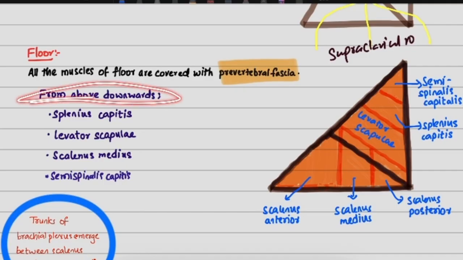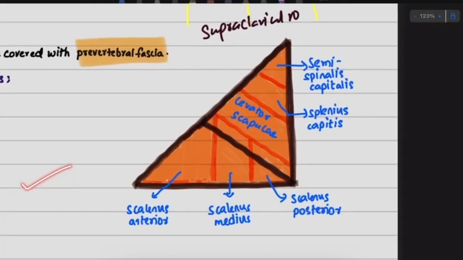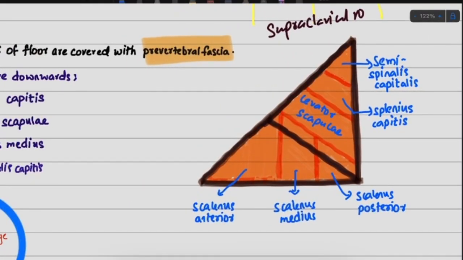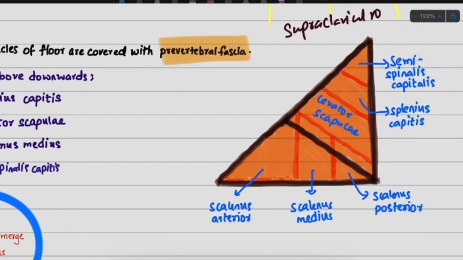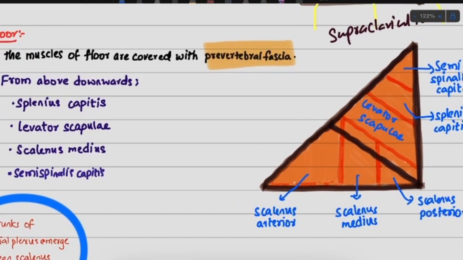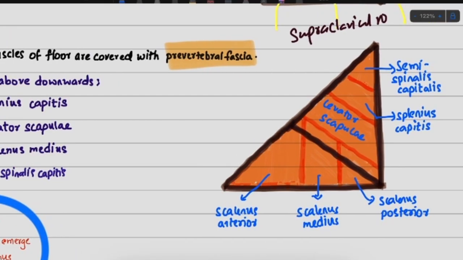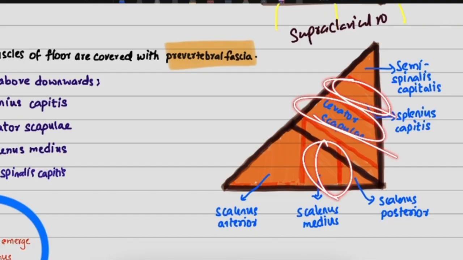And from above downwards the floor is the splenius capitis, the levator scapulae, the scalenus medius, and semispinalis capitis. We can appreciate this in this diagram. From above downwards we have splenius capitis and we have levator scapulae. We have the scalenus medius and semispinalis capitis. You can appreciate here the splenius capitis, levator scapulae, scalenus medius.